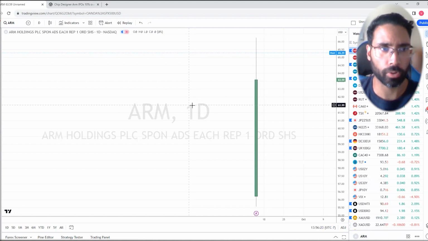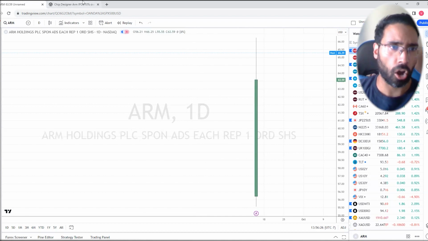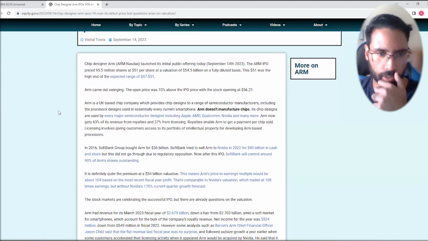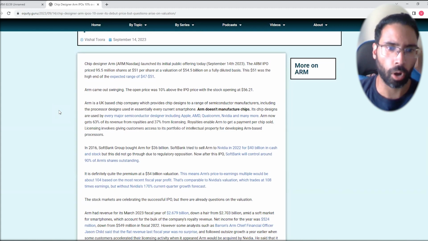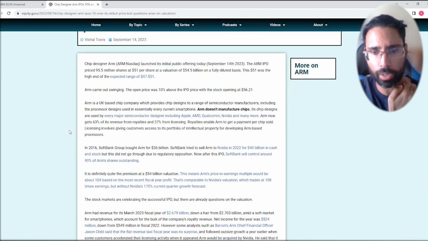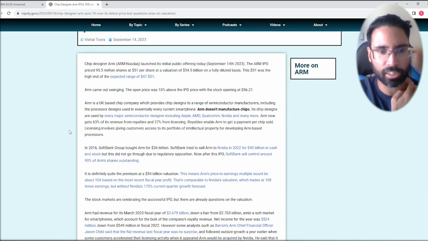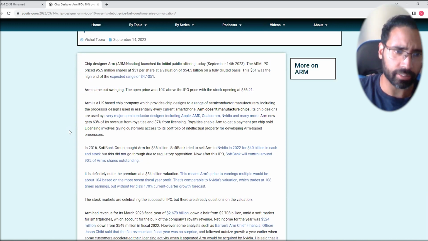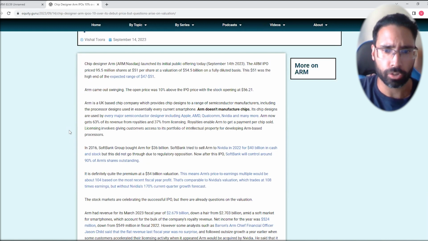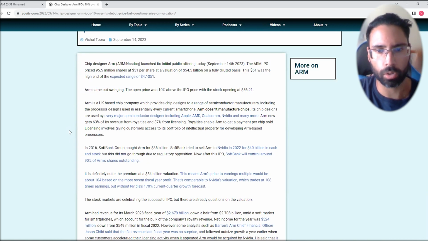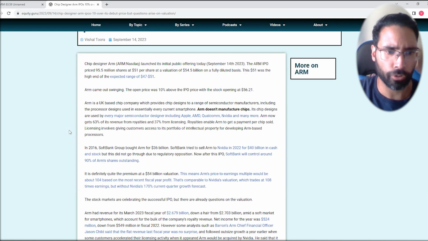This IPO, a lot of people are quite surprised by this. But ARM, if you don't know, it was basically SoftBank back in 2016 which bought ARM for around $36 billion. And again, the public offering was $54.5 billion. But SoftBank in 2022 actually tried to sell ARM to Nvidia for around $40 billion in cash and stock, but the deal did not go through due to regulatory opposition. And currently, with the IPO now, SoftBank will still control around 90% of ARM's shares outstanding.